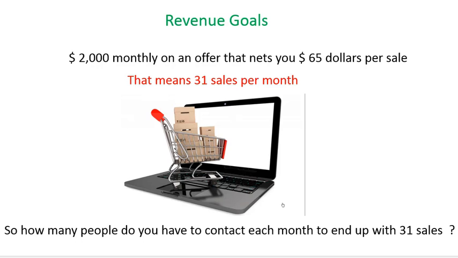Now let's look at a hypothetical situation for revenue goals. Say you want to make $2,000 a month on an offer that nets you $65 per sale. Once again, you want to make $2,000 a month, and what you're selling gives you $65 profit for each one you sell. So that means you need 31 sales a month at $65 a sale to make $2,000. The question is, how many people do you have to contact each month to end up with 31 sales?